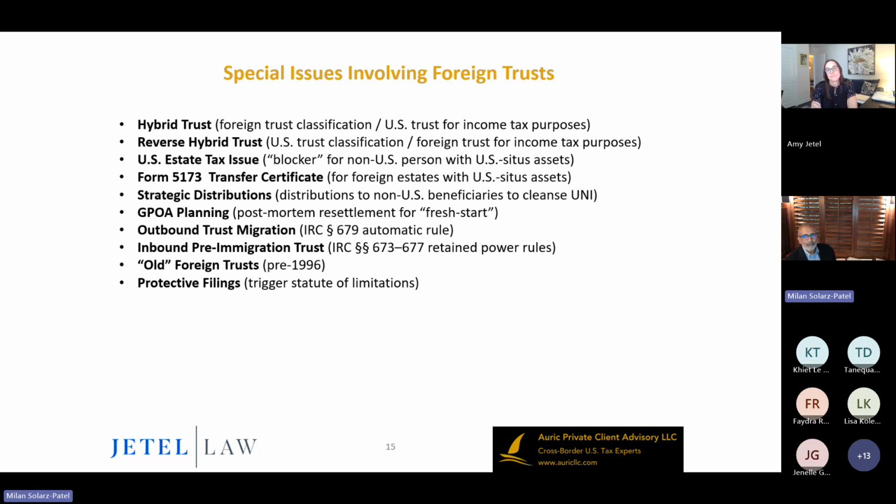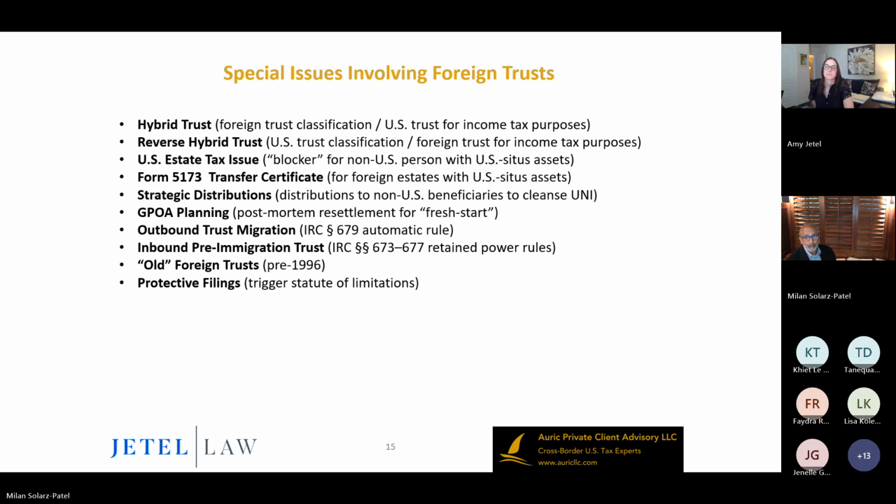So if you have one of these trusts and you're invested in Apple stock and it's over $60,000, and the settlor, grantor, passes away, there is going to be an estate tax issue in the United States if you have direct holdings through a foreign grantor trust. So that's something to be aware of and be alert and know that there's this estate tax issue lurking in the background.